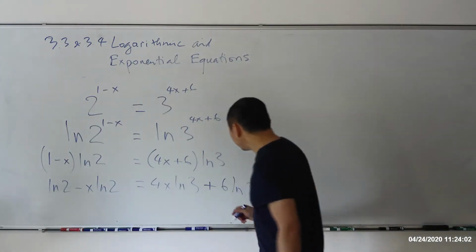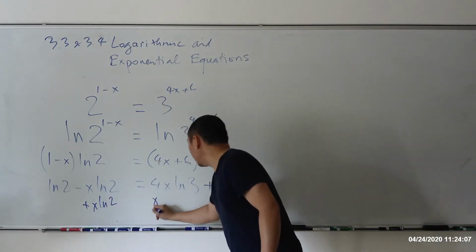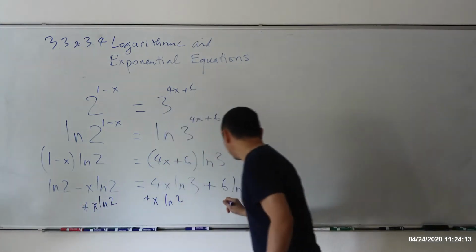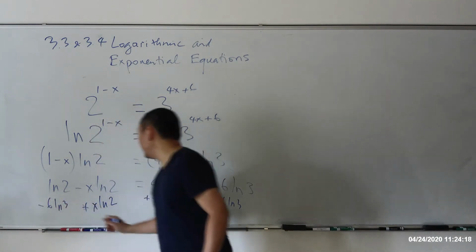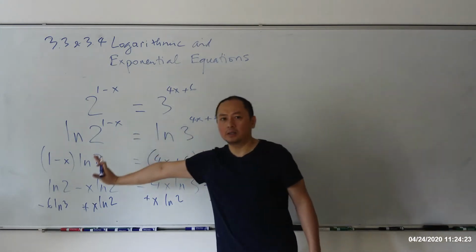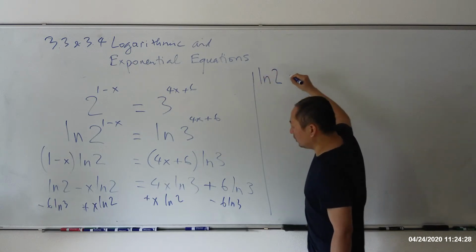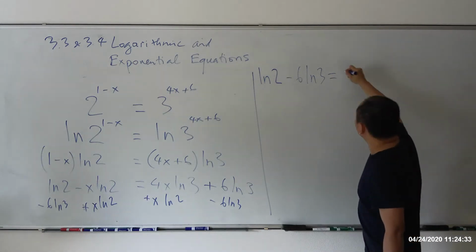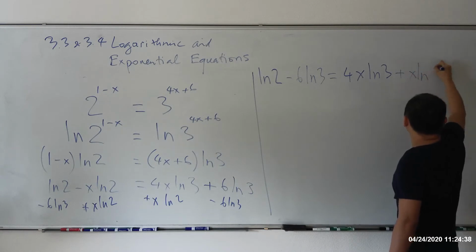So let's do that. I'm going to add x ln of 2 on both sides. This is a plus sign, alright? And then I'm going to subtract 6 ln of 3 on both sides. Minus 6 ln of 3. In other words, I try to bring all the terms with x to the right hand side, and all the terms without x to the left hand side. So what you're going to see here is ln of 2 minus 6 ln of 3 will be equal to 4x ln of 3 plus x ln of 2.